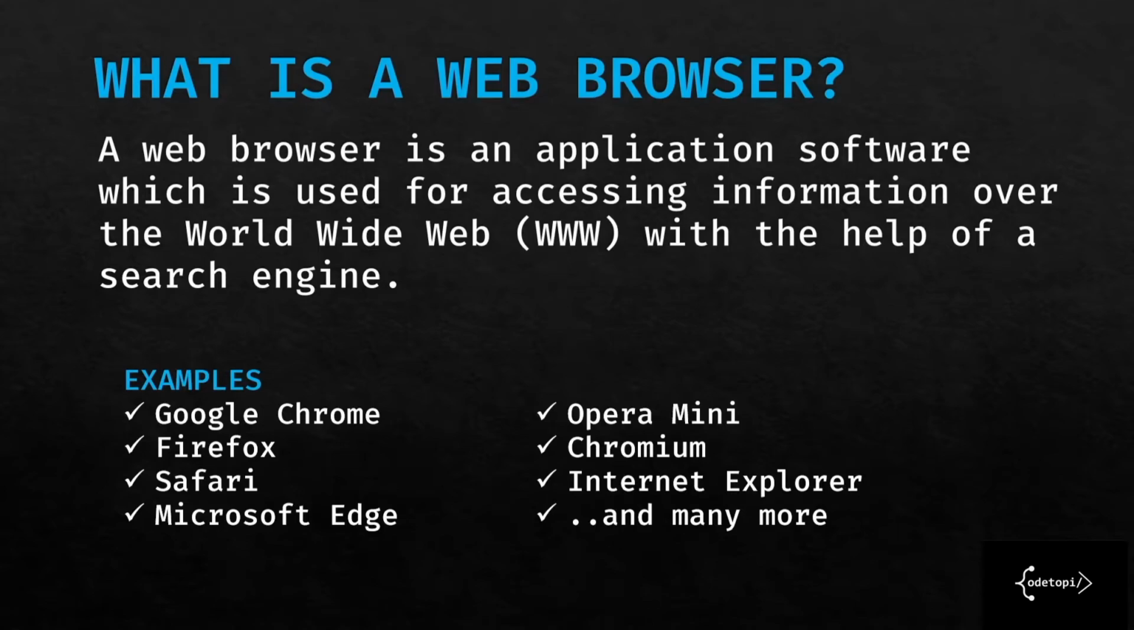Now, since web browsers are going to be used a lot in our web development projects, we have to know their functionality and how they are used. A web browser is an application software which is used for accessing information over the World Wide Web or the internet. As you can see on your screen, we have lots of web browsers out there, but the common ones that we are going to make good use of are Google Chrome, Firefox, Microsoft Edge, and preferably the ones you want to use to your own advantage.